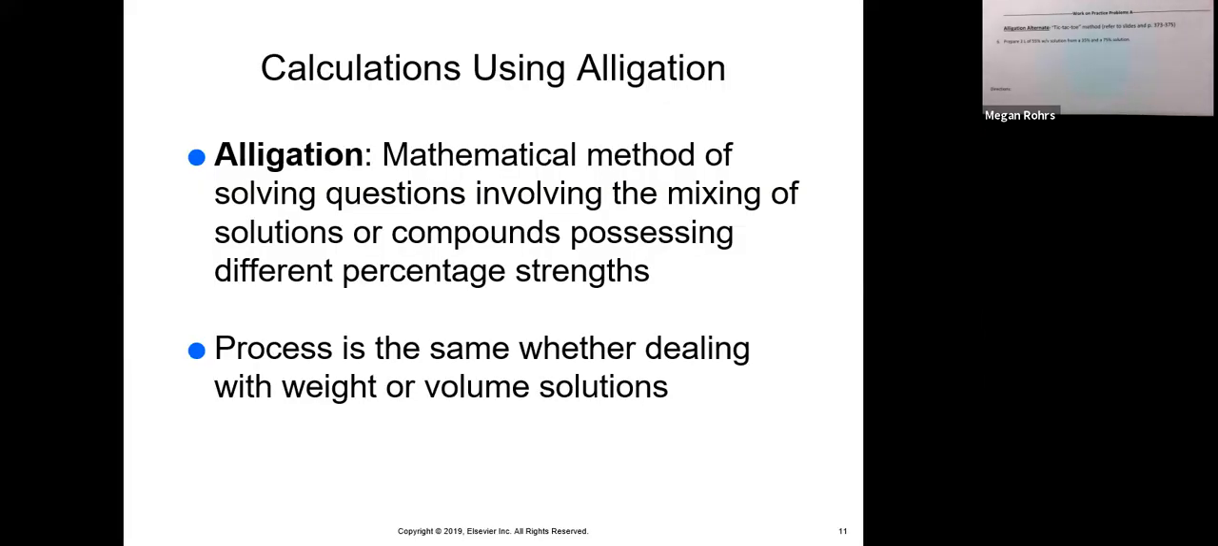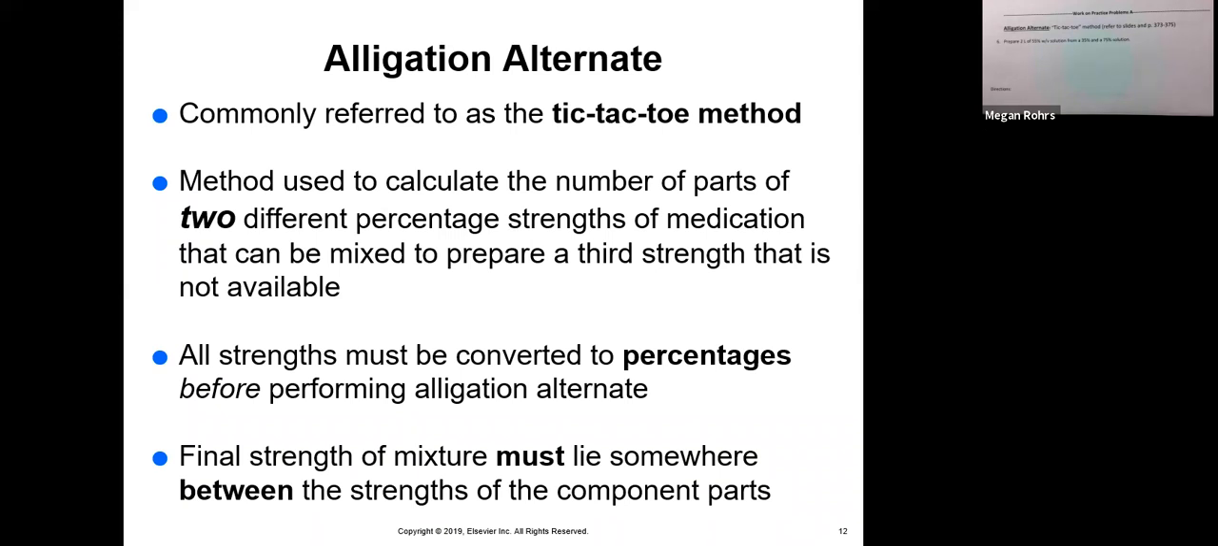Okay, so now we're going to discuss alligation. Alligation is going to involve adding two or more different strengths of medications together to get a final result. The first alligation method we're going to go through is called alligation alternate.